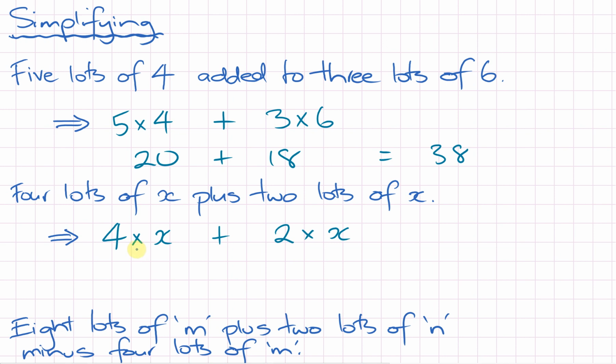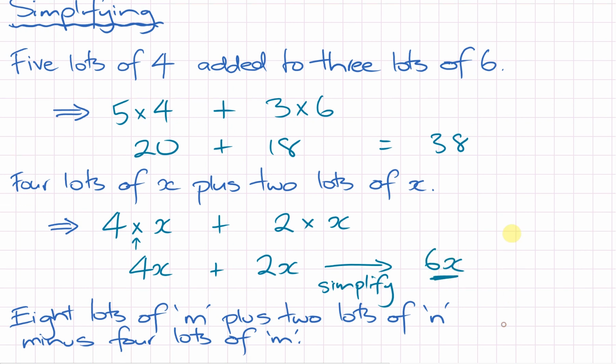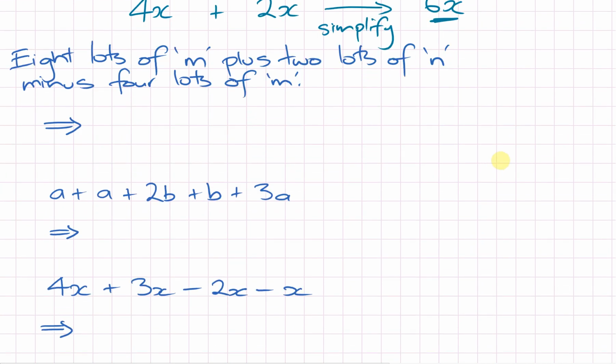Now in algebra, multiplication signs somewhat disappear. So 4 times x can be written as 4x plus 2x. And we can simplify. Okay, we can simplify 4x plus 2x will give me 6x. So that is simplifying. Let's have a look at a few more examples.